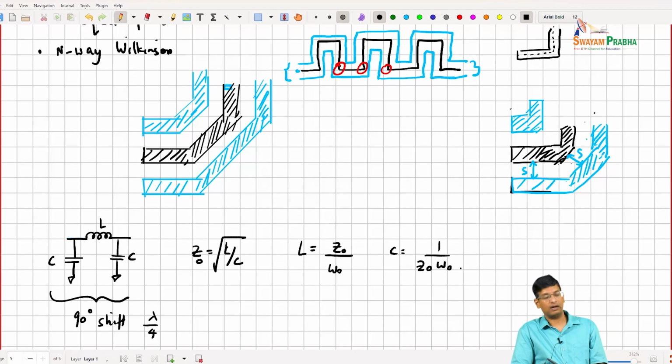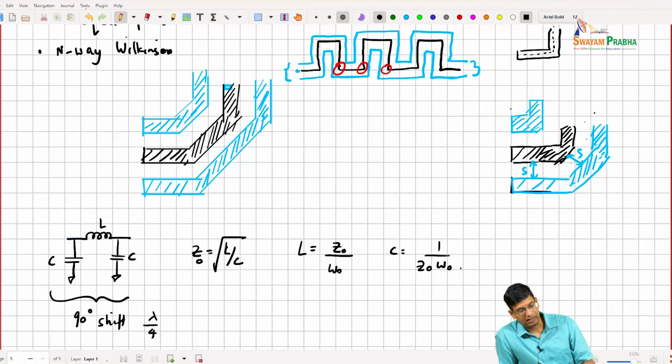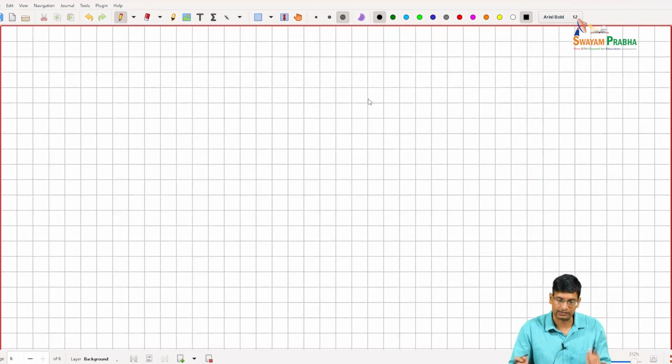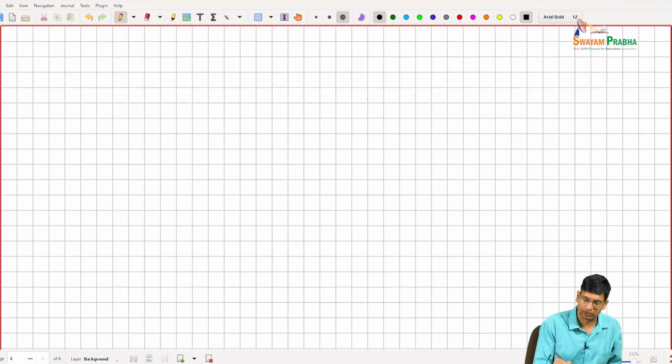So if we select these particular values, then we find that this is similar to a transmission line of impedance Z0 and provides a 90-degree phase shift. So then I can just implement the lumped Wilkinson by making sure that I build something that looks like this.